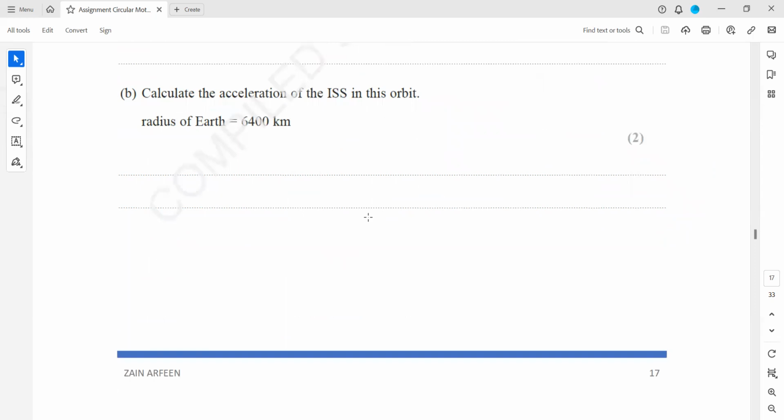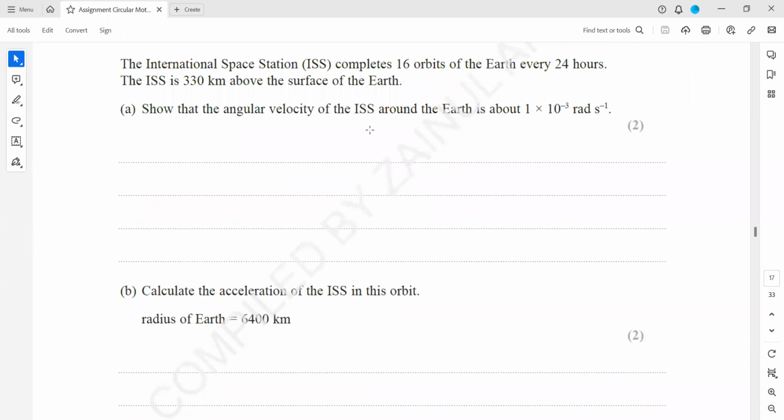The next part: calculate the acceleration of the International Space Station. The radius of the Earth is 6,400 kilometers. So the radius of the Earth is given. For example, this is the Earth. The radius of the Earth is 6,400 kilometers. And the space station, like this is the International Space Station for example, is 330 kilometers from the surface, as I mentioned, above the surface.